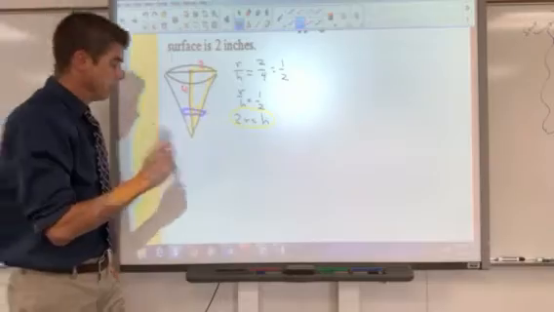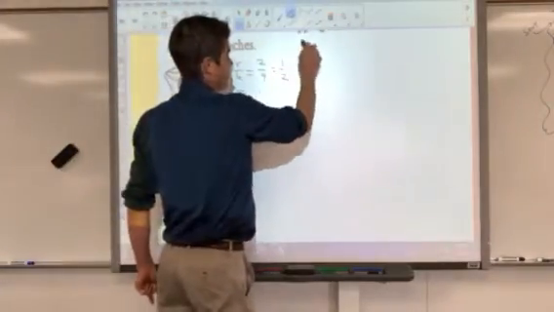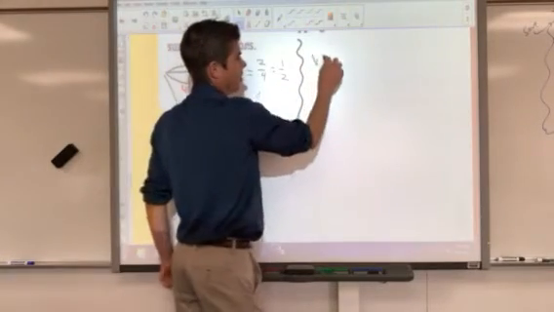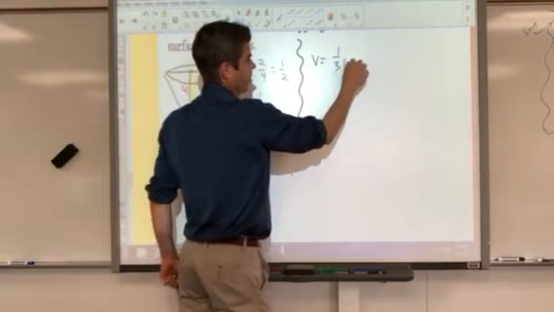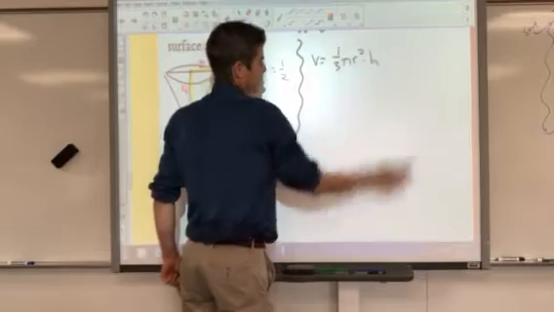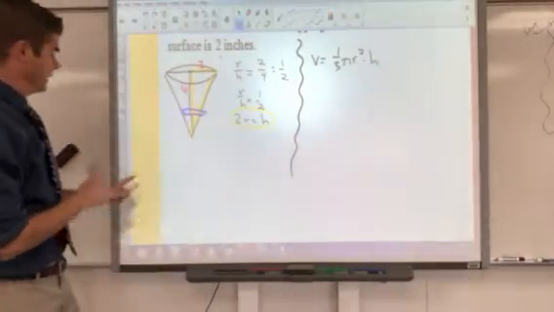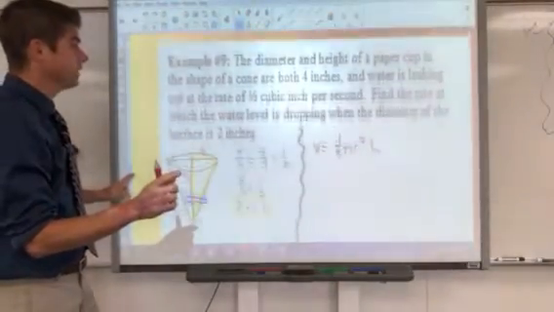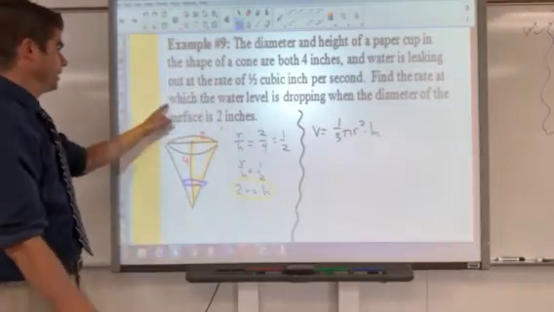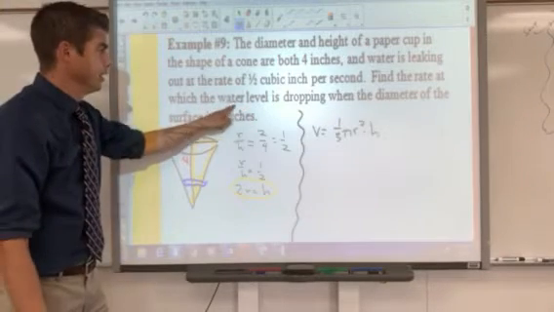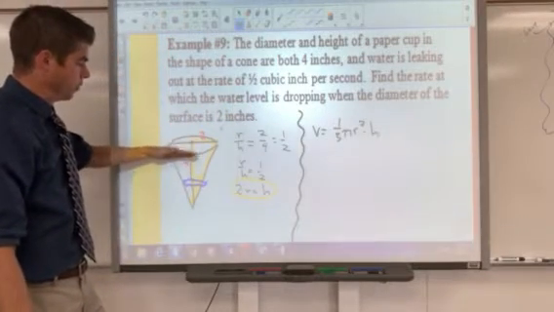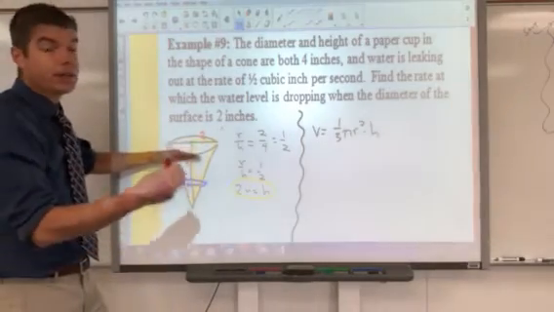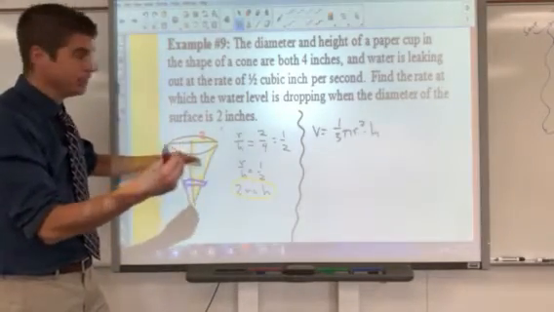Now, you do not have to memorize volume of a cone. Volume of a cone I would give to you. Volume of a cone is 1/3 pi r squared times h. Okay, so let's take a look at the problem and see what is better to simplify for, the radius or the height. Let's see, find the rate at which the water level is dropping. So the water level is changing. That means there's a change in the height. So I probably want to keep h's in there.